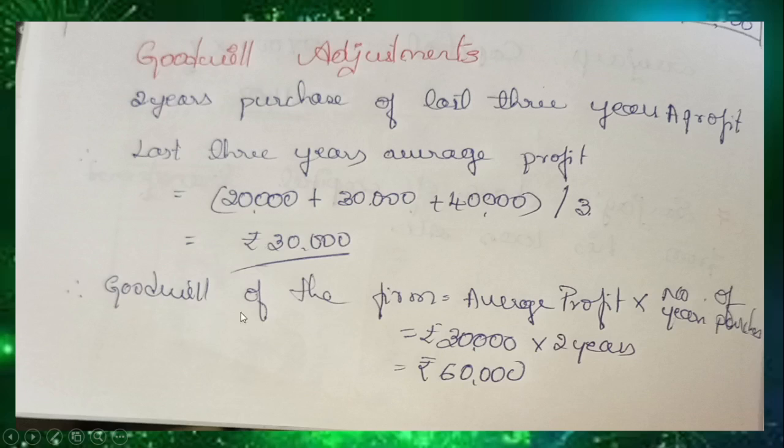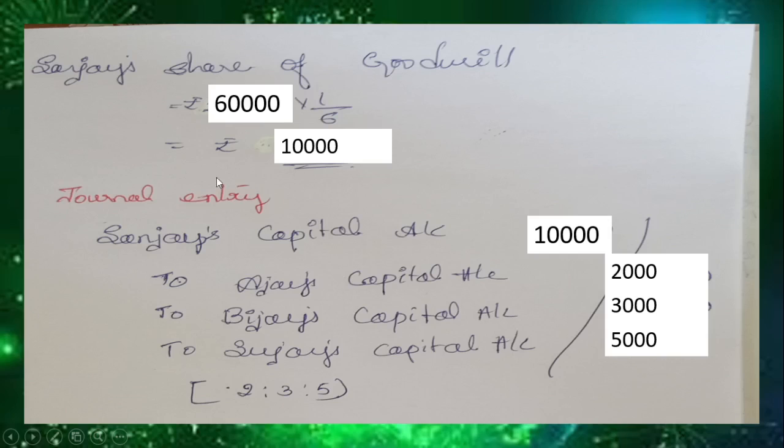So the goodwill calculation formula is average profit into number of years purchase. Average profit 30,000 into 2 years purchase. So the total goodwill of the firm is 60,000. The next step is to find out Sanjay's share of goodwill. 60,000 is the total firm's goodwill, out of which Sanjay's share of profit is 1/6. So 60,000 into 1 by 6 is 10,000 rupees. For this 10,000 rupees, we need to provide a journal entry.